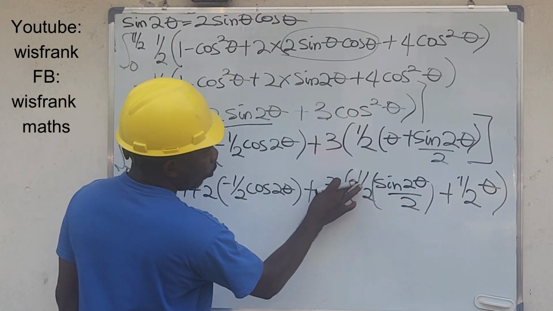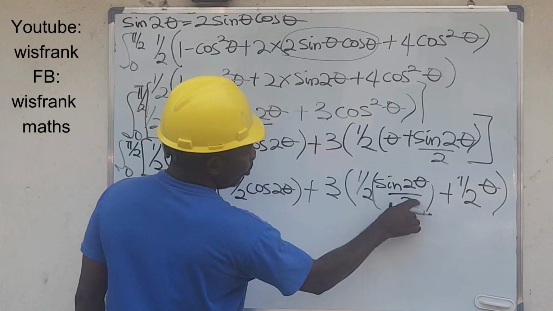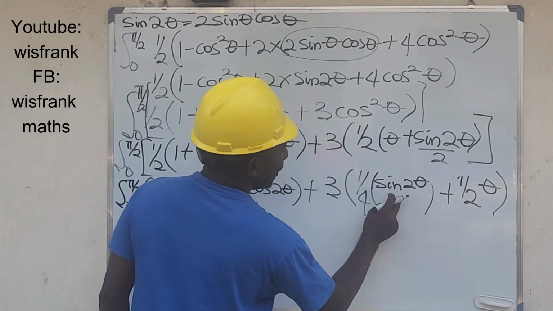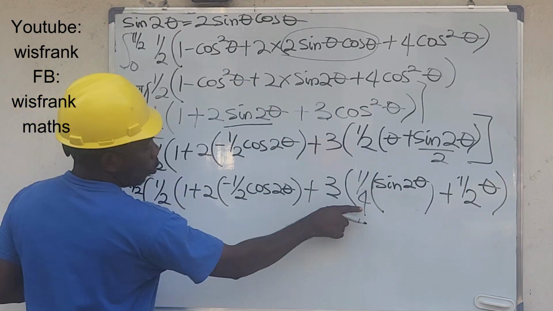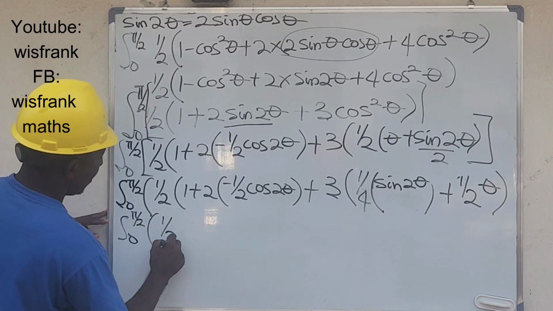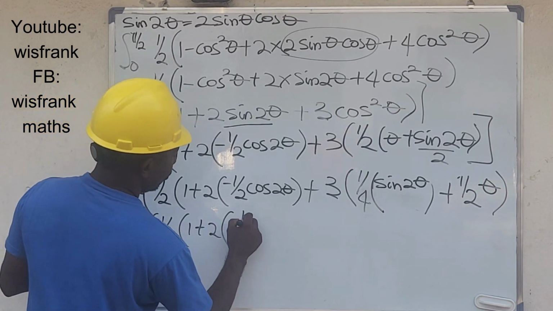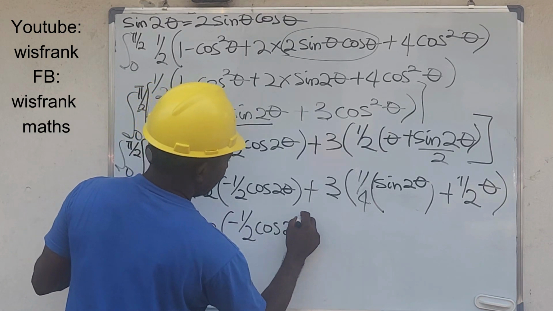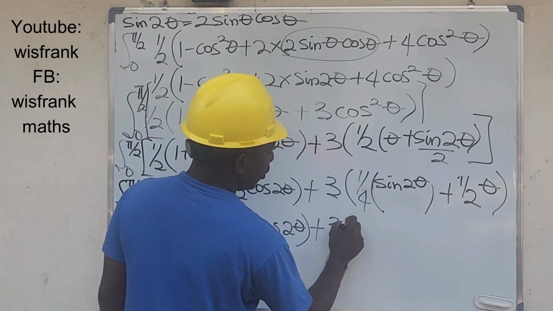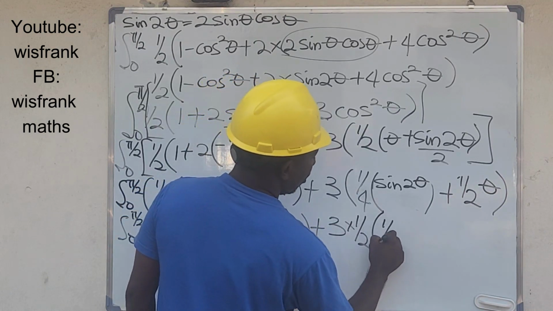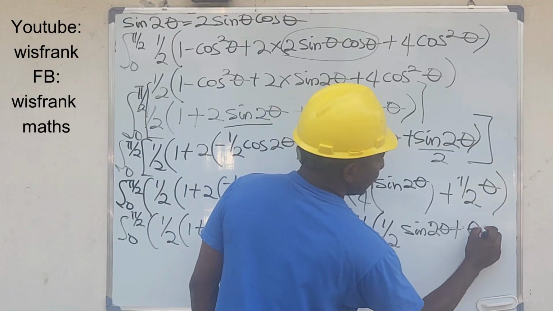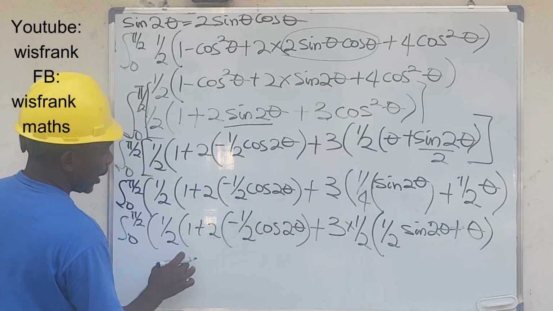So now we have 1 all over 2 here. It can be the same thing. When we move this 2 to this other side, it can be 1 all over 4 times sine 2 theta. So in this case, we can factorize this. We bring down this 0 into 1 all over 2, 1 plus 2 minus 1 all over 2 cos 2 theta plus 3. In this case, we can make 1 all over 2 to factor this. So it's going to be times 1 all over 2 into 1 all over 2 sine 2 theta plus, because we factor this, plus theta. So we have that. This is the same thing as this.